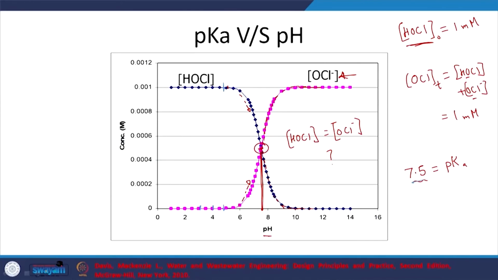Why is that? Because 7.5 is the pKa of this HOCl and OCl minus. And why am I concerned about that? Because HOCl is a much stronger oxidizing agent than OCl minus. So, if I can tweak the pH such that I have more of the HOCl, obviously I will have a greater disinfection capacity in my disinfecting tank. So, that is one aspect to consider. Let us move on.